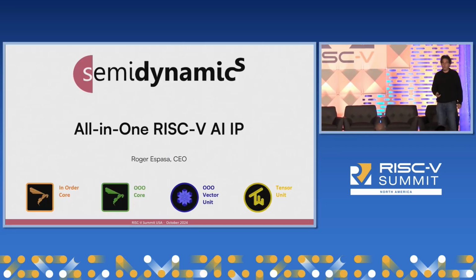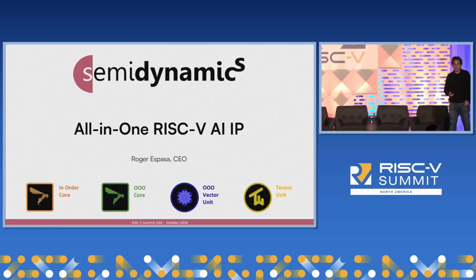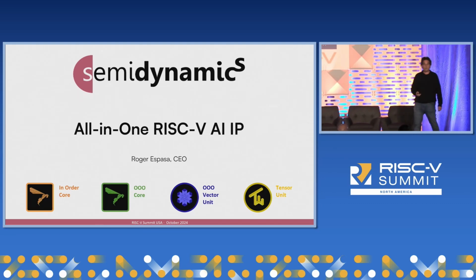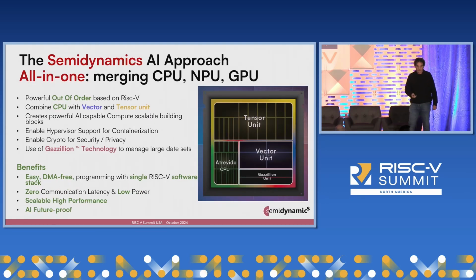Okay, so for those of you that don't know us, we're Semidynamics. We're based in Europe, and we produce RISC-V, surprise, IP, but mostly focus on AI. And in one slide, I'll try to convince you why it's great. Our approach to AI is a little bit different than most people. We have everything merged into one.